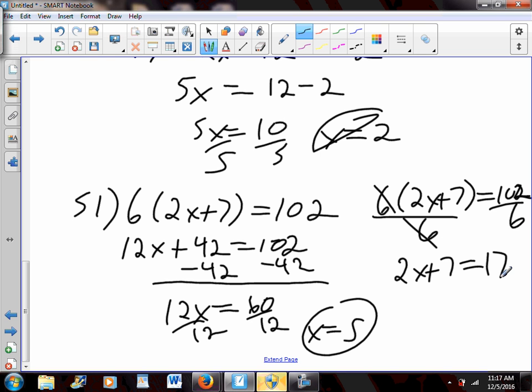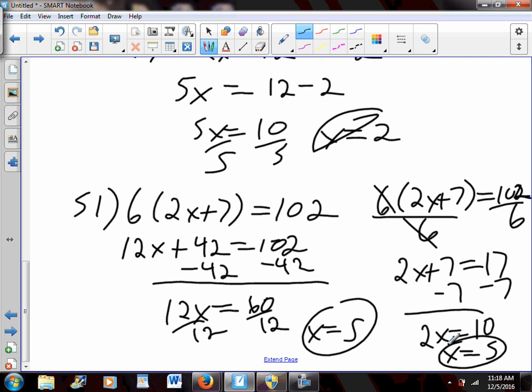I think that's going to be easier to see, to subtract 7, then divide by 2, than to subtract 42 and divide by 12. But whatever way that you want to go is up to you. Subtract 7, 2x equals 10. And again, x is equal to 5, isn't it? It takes you to the same place. I just think this side is a little bit better. But whatever you feel more comfortable with, okay?